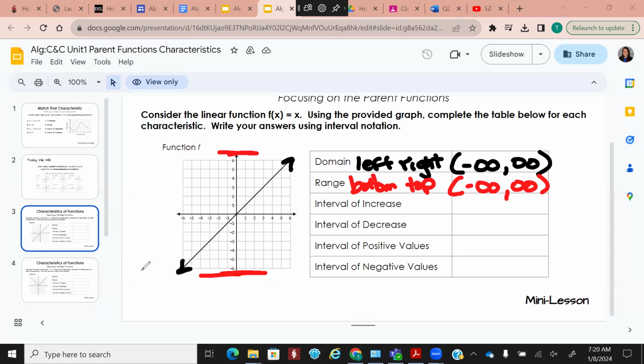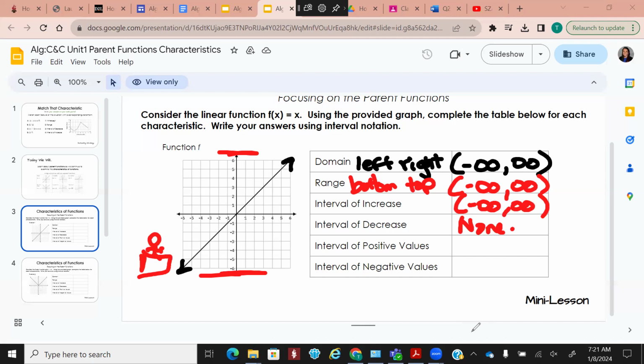Now, if we were getting on a roller coaster and we were riding this graph, are we increasing? Are we decreasing? Increasing. And how long are we increasing for? Does it ever come down? No. Okay, so there's no intervals of decrease. And it increases the entire time. So we're going to say from negative infinity to positive infinity. Okay, so we should be pretty comfortable with the domain, range, intervals of increase and decrease.